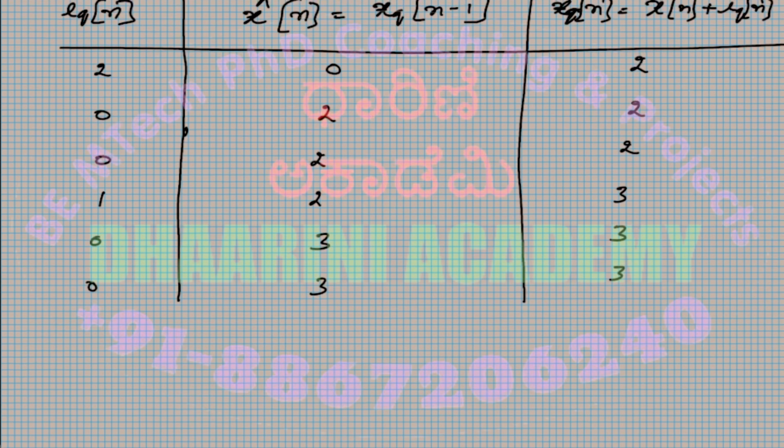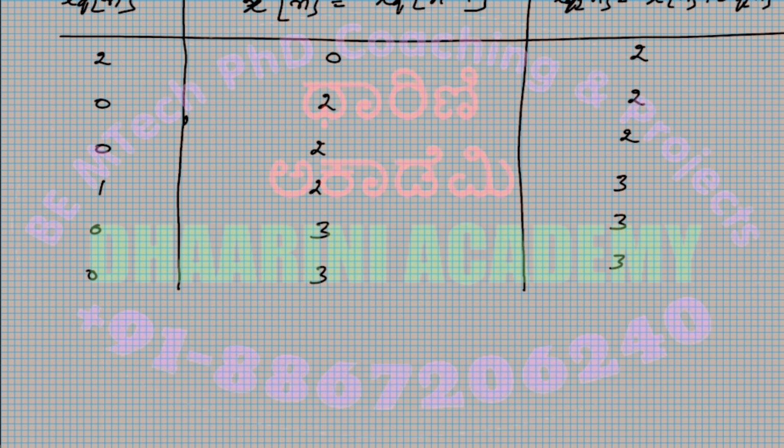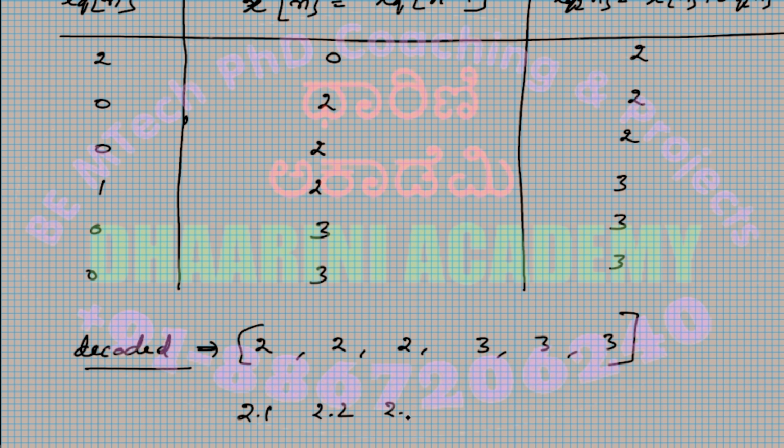Now this is the point where we observe the effect of quantization and the error introduced because of the quantization. This is what is received whenever I try to decode. The decoded signal is 2 2 2 3 3 3. But if you recall, what was transmitted? 2.1, 2.2, 2.3, 2.6, 2.7, 2.8. Correct? This error comes just because of the effect of the quantization.